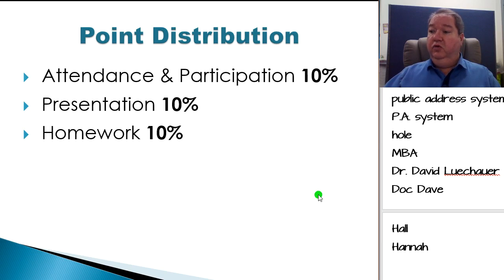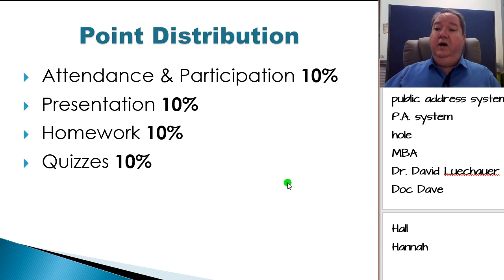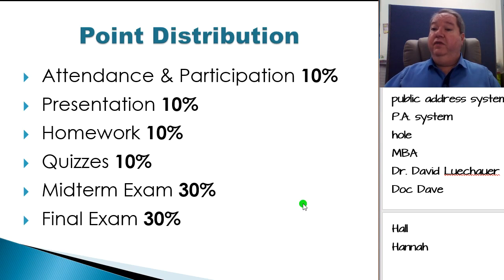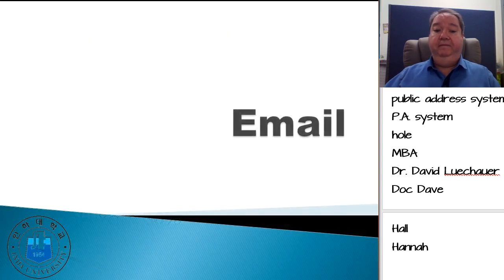You'll have some written homework assignments, worksheets, papers to turn in. That will be worth 10% of your final grade. We'll have some small quizzes, another 10%. Midterm and the final are worth the biggest percentage of your grade. The midterm and the final are each worth 30% of your grade. So those tests obviously are very important.